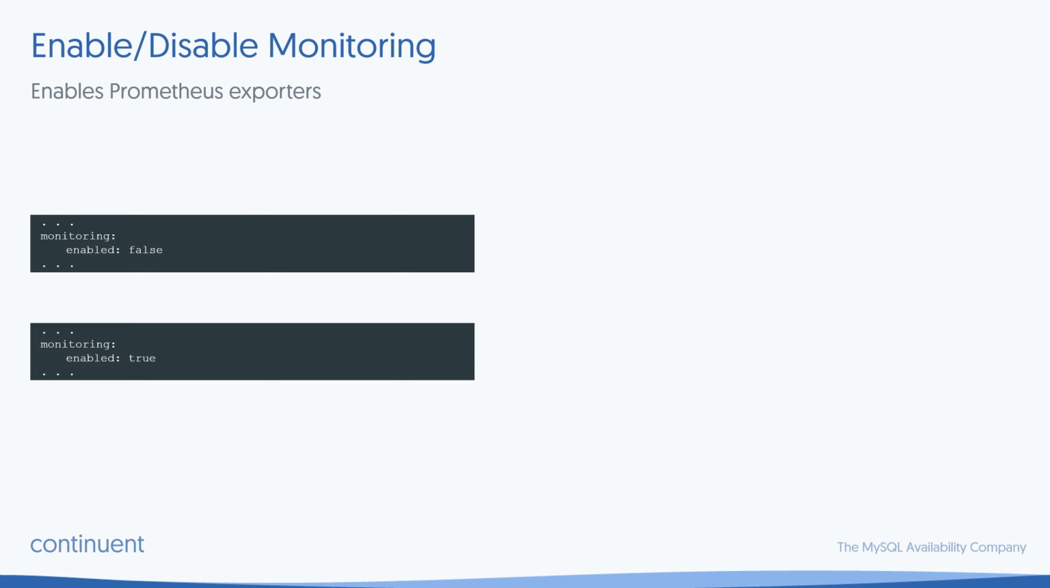So first of all, enabling or disabling monitoring. Very, very simple and straightforward. This enables or disables the Prometheus exporters. Within the YAML configuration, you have a section with monitoring, and then the value is enabled, either true or false. Literally, all you need to do is set that however you wish. And then when you deploy your cluster, the Prometheus exporters will be enabled for your monitoring.